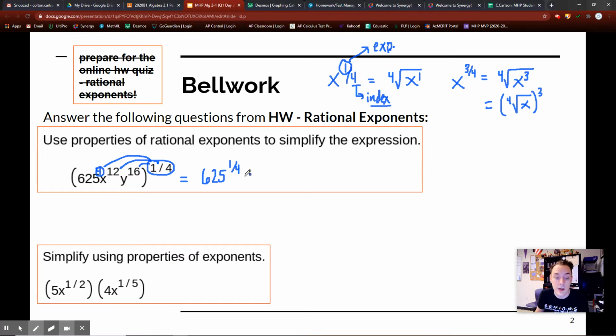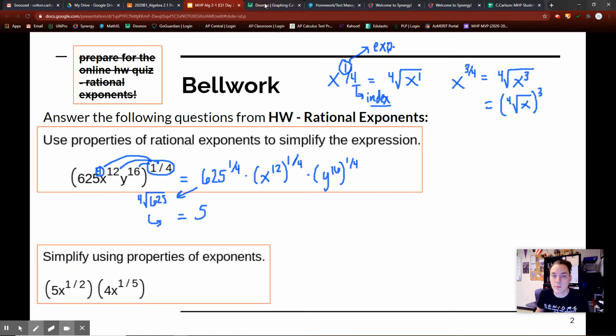Now we multiply them. So times x to the 12th, I'm going to put parentheses around it, to the 1/4 power. That's what it's going to look like. And then times y to the 16th to the 1/4 power. So we can start simplifying this. For instance, 625 to the 1/4 power is the same thing as the 4th root of 625. And that right there is just 5.